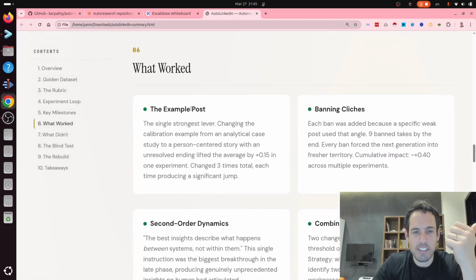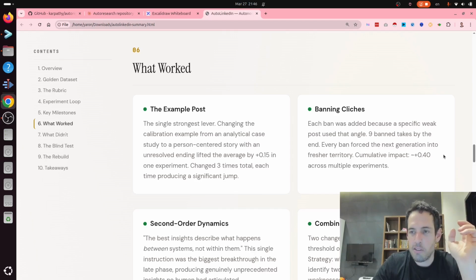So first of all, the example post, the single strongest lever. Changing the calibration example from an analytical case study to a person-centered story with an unresolved ending lifted the average by 0.16 in one experiment, changed 3 times total, each time producing a significant jump.